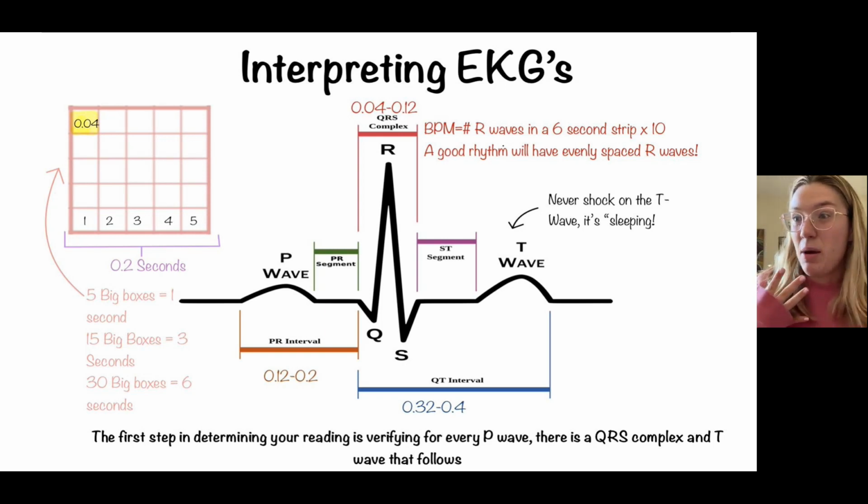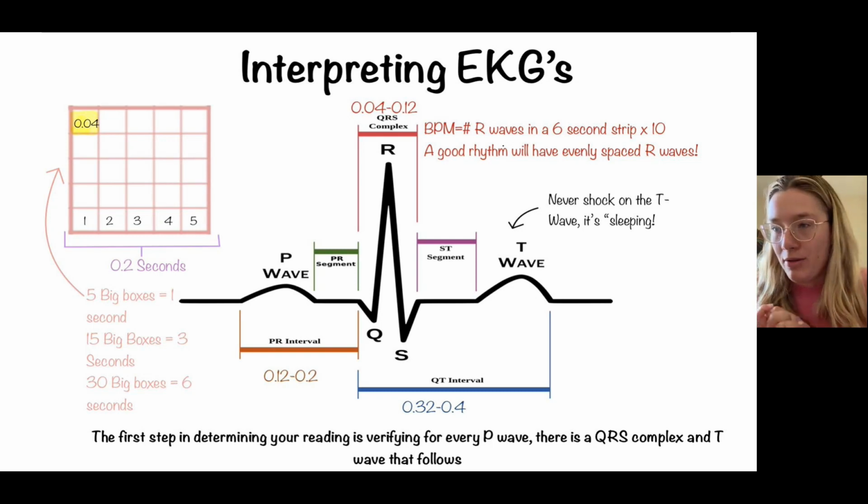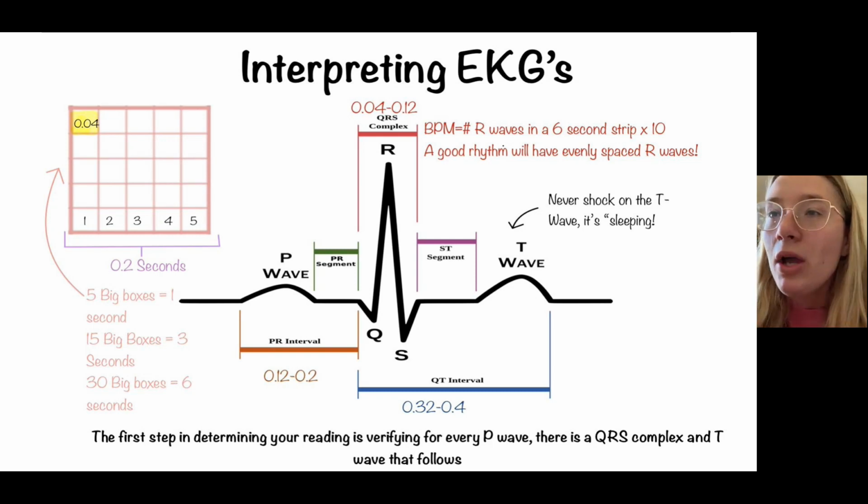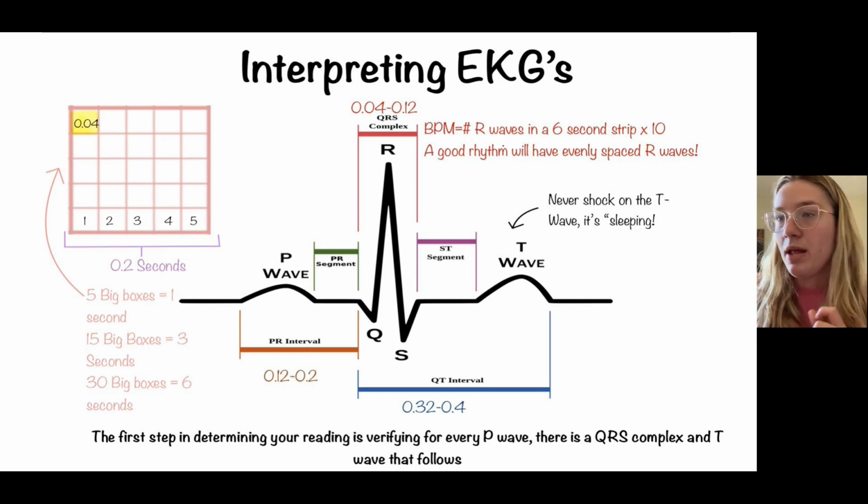If we're thinking it's possible A-Fib, it's going to be a lot easier to see the variation between R to R intervals, but we'll talk about those. When we are calculating heart rate, you just take the peak of the R wave and you just multiply that by 10 if it is in fact a 6-second strip, okay?